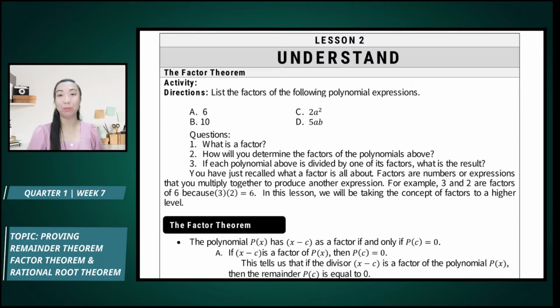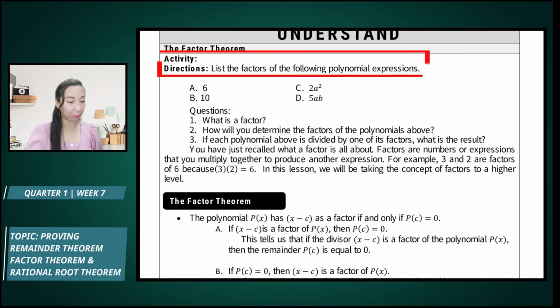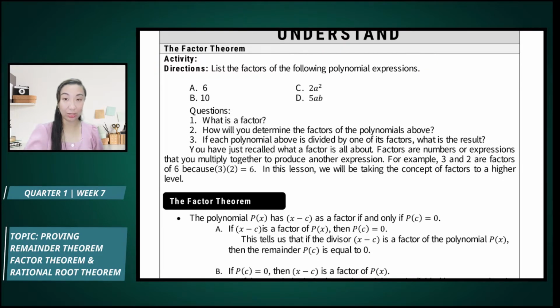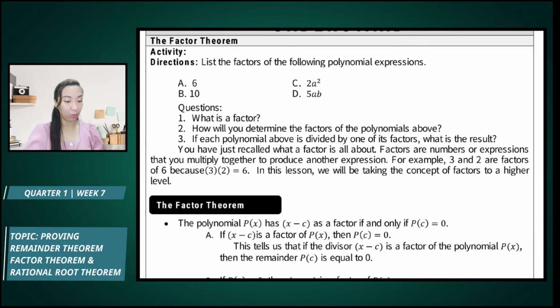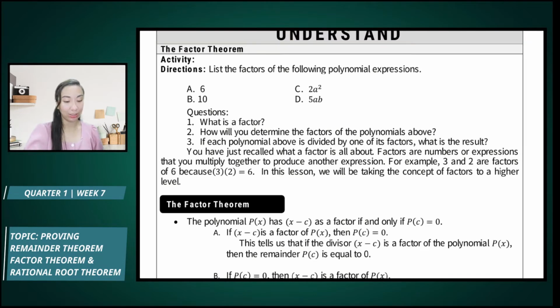Now, moving on with lesson number 2, which is all about the factor theorem. So you have there the activity. Please do the activity so that you will be able to answer the given guide questions. This activity will allow you to recall what a factor is all about. For example, 3 and 2 are factors of 6 because when you multiply 3 and 2, it will be equal to 6. In this lesson, we will be taking the concept of factors to a higher level, which is in polynomials.